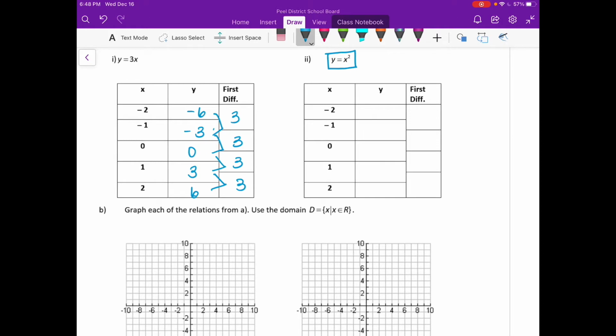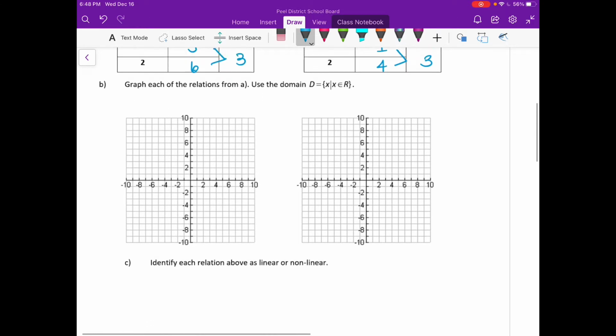We're going to do a different type of function. We're going to do y equals x squared. So -2 squared is going to give me 4. -1 squared is going to give me 1. 0 squared is just 0, then 1, and then 2 squared is 4. So let's find the finite differences here. 1 minus 4 is going to give me -3. Oops, 0 minus 1 is -1. 1 minus 0 is 1. 4 minus 1 is 3.